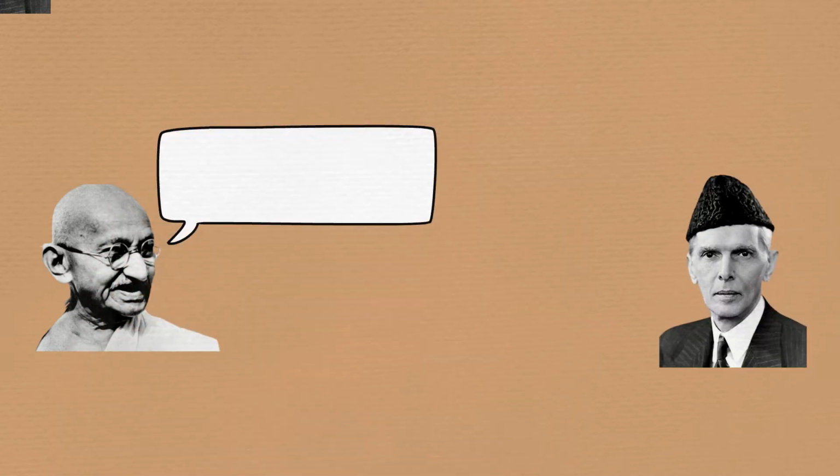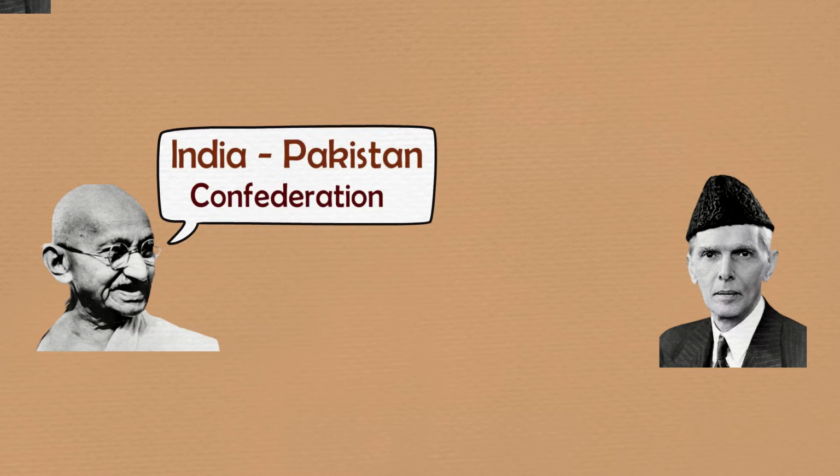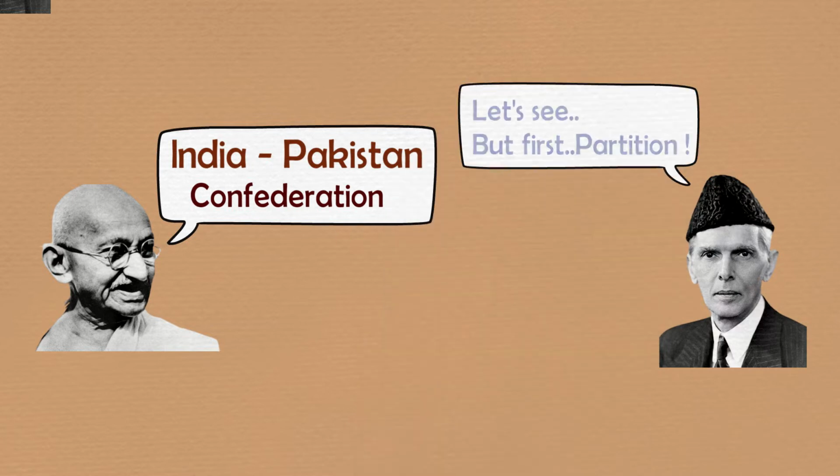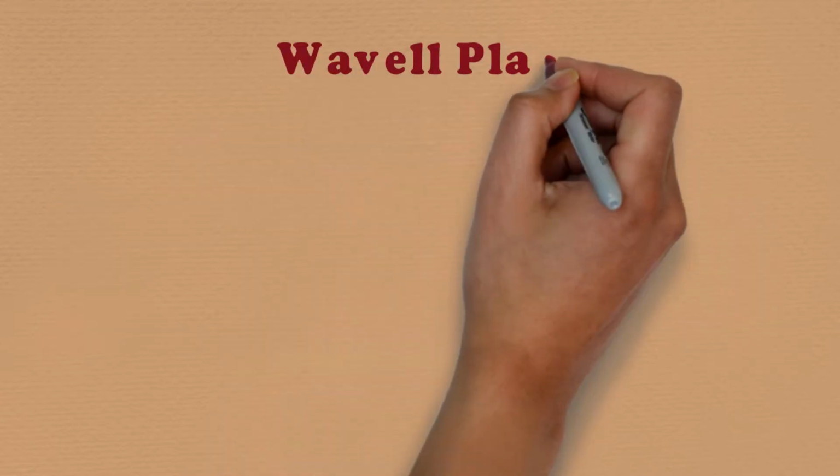Gandhi and Jinnah held a series of talks over this issue. Gandhi suggested that even if Pakistan was separated, both India and Pakistan should stay together in a confederation. Jinnah responded that such an agreement is only possible after the partition is done. Then came the Wavell Plan.